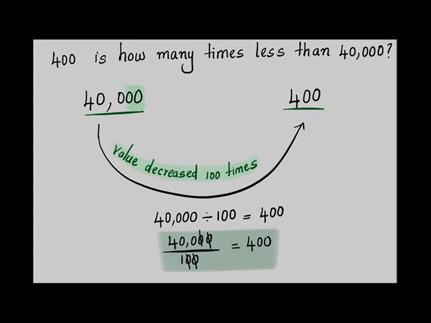400 is how many times less than 40,000? 40,000, and this is 400. 40,000, when we divide it by 100, the value decreases 100 times and it becomes 400. So in division, the value decreases, but in multiplication, the value increases.